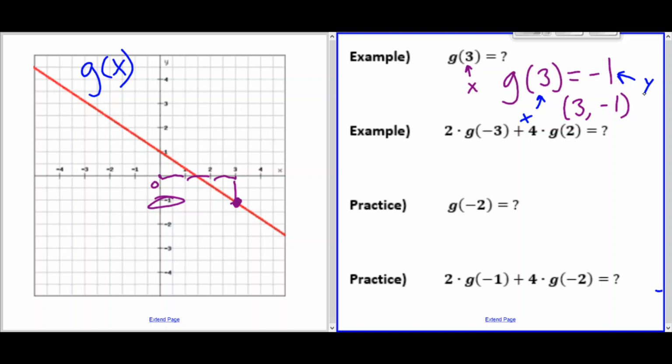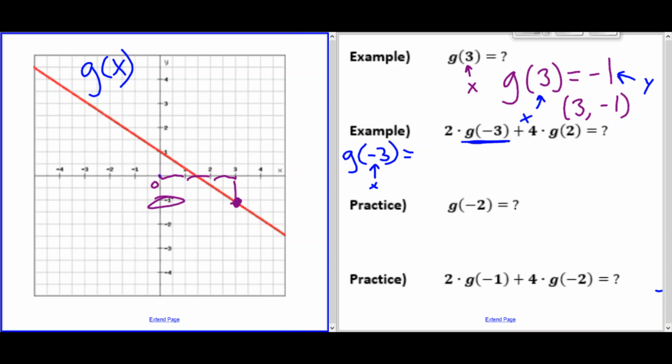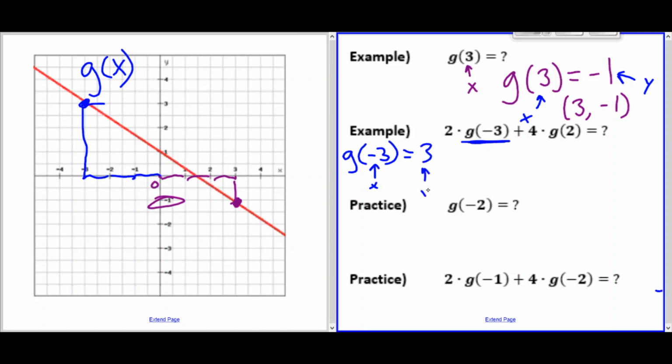So example 2, now you're going to use some combining functions. It says 2 times g of -3 plus 4 times g of 2. So let's find g of -3 first. Remember, this is my x, and the value that I get out here is my y. So I'm looking for a y value. When x is -3, so -1, -2, and then here's -3, I'm going to see where this red line is at. I'm going to go up, and it's at the point 3. So g of -3 is 3. This is my y value.